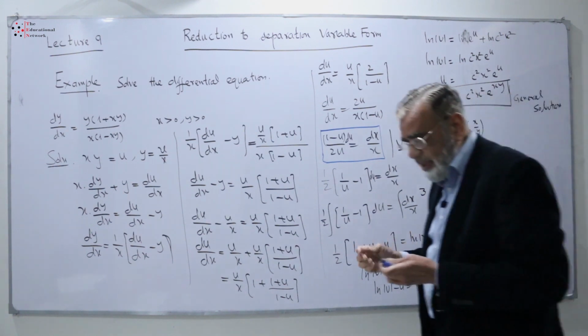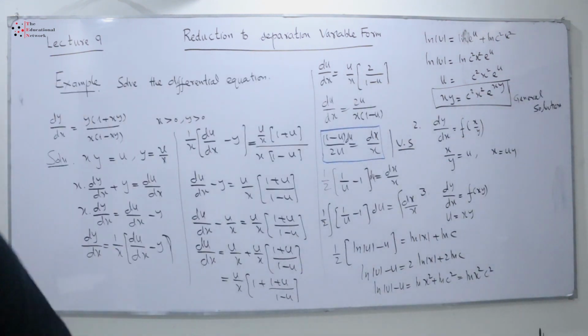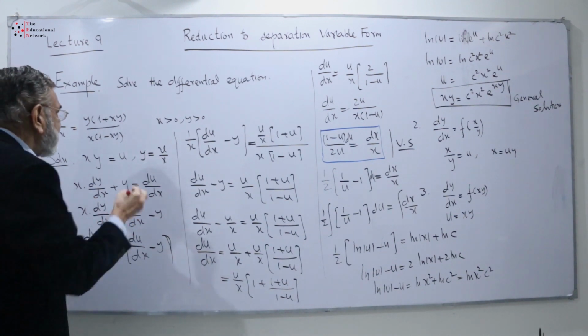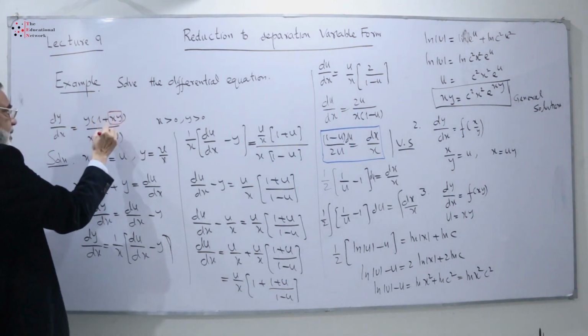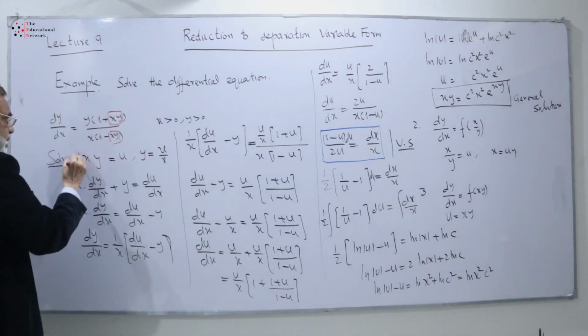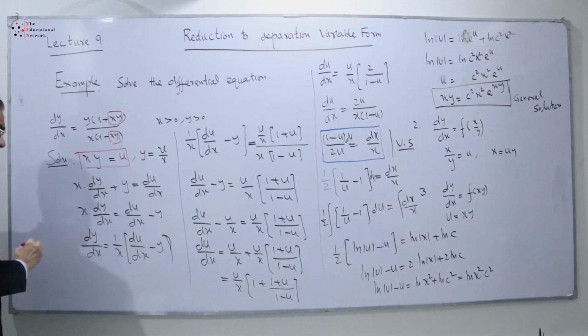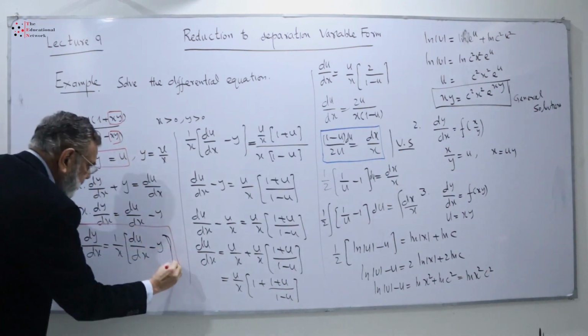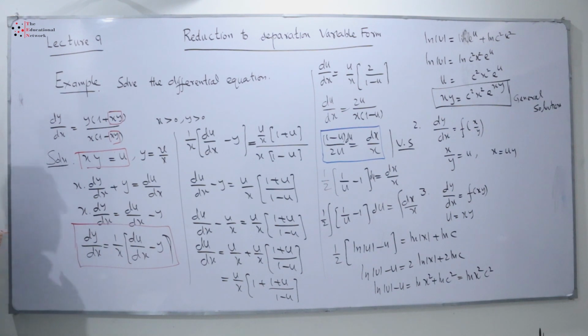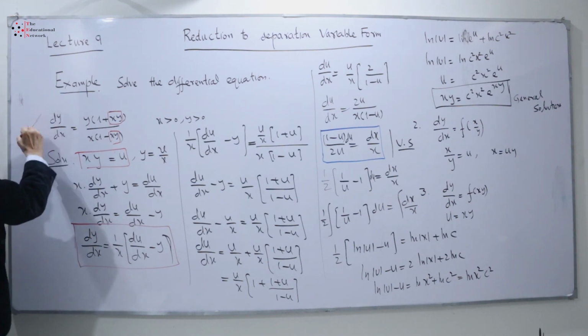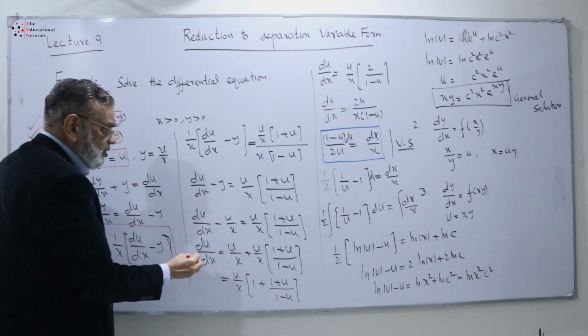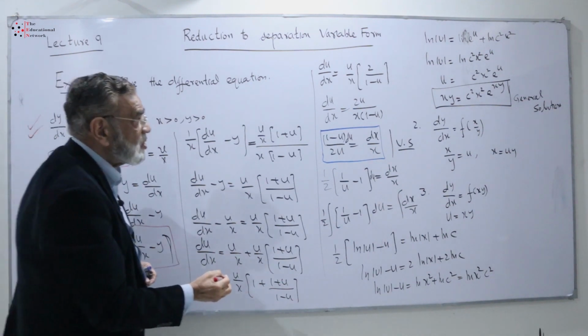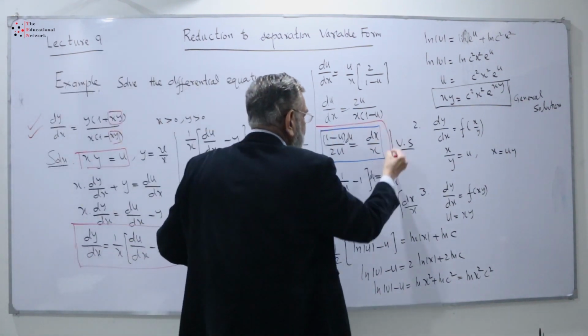This was the example. Again, I repeat for you. In this example, we are having here this factor repeating, and we put here this is equal to u, and then we write the value of dy by du. Then make the substitution in our differential equation. And we get a new equation, and then this new equation is reduced to the variable separable form.